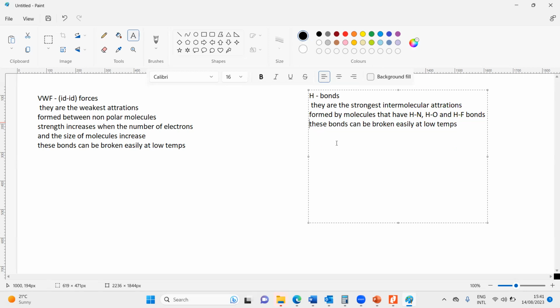Next one is these bonds can be broken easily. No, these bonds cannot be broken easily. In other words, they break only at high temperatures.